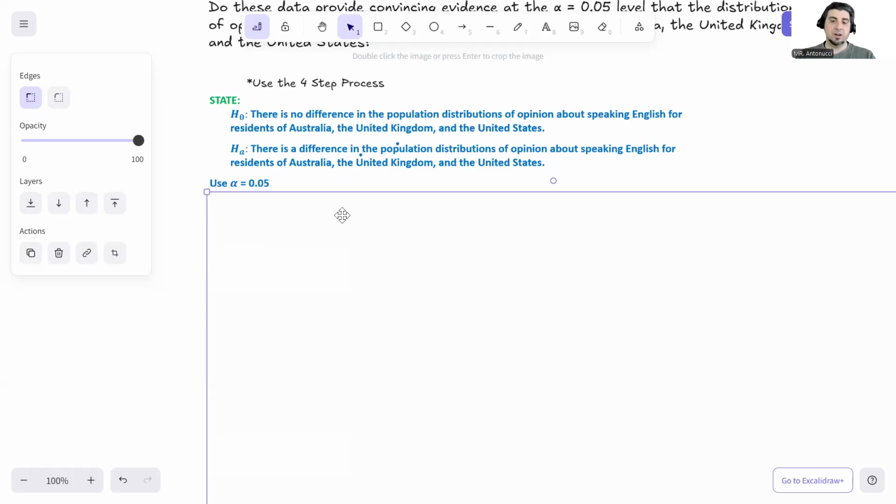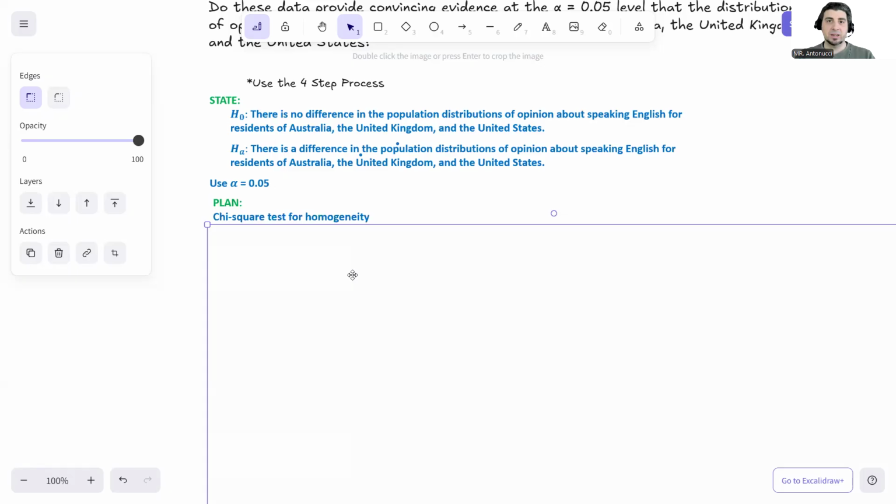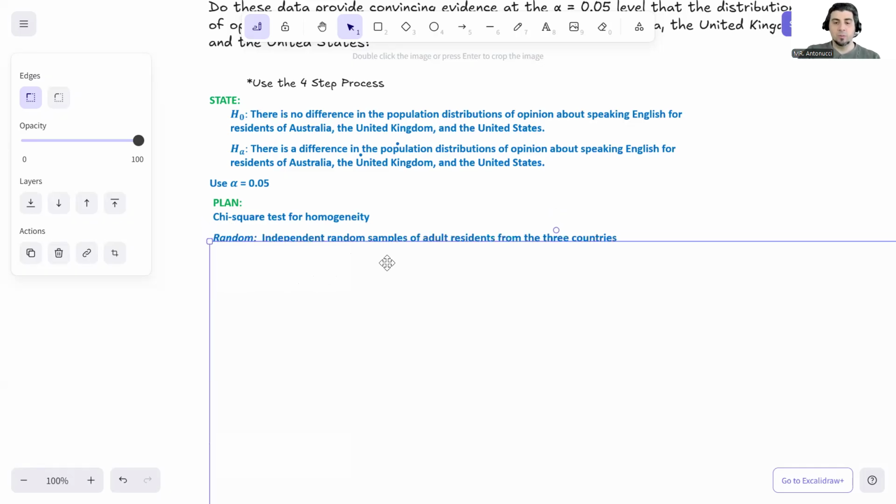And remember, we're going to state our significance level in the state step. In the plan step, make sure the first thing we do before we check the conditions is say what we're checking the conditions for. State the procedure we're using. Here it's a chi-square test for homogeneity. So three conditions, random.